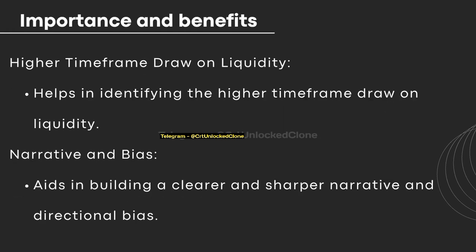Using quarterly shifts helps us in two major and significant aspects of our analysis. First of all, it helps us accurately determine our high time frame draw on liquidity, and second, it helps us in building the high time frame narrative and generating a directional bias on the high time frame. These are the two most important aspects of high time frame analysis, and quarterly shifts help us with both of these aspects. At times it will be used as a confidence, but other times you can also use it to build and generate directional biases and new biases as well, right?